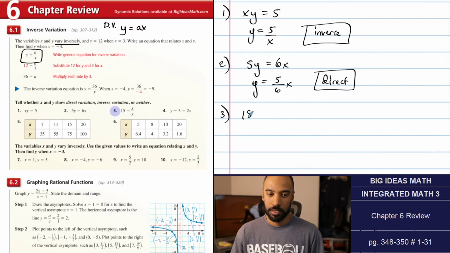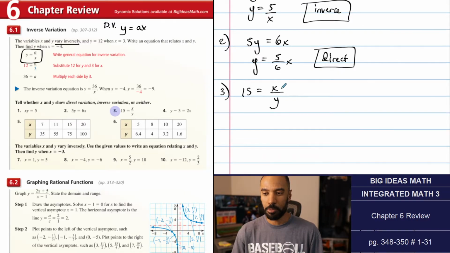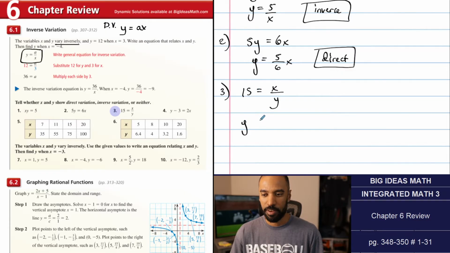Number 3 has a quotient of x and y together, but if I got y by itself, and this requires kind of switching the places of y and 15, multiply both sides by y, divide both sides by 15, you get x over 15.